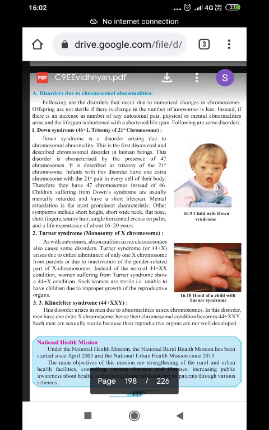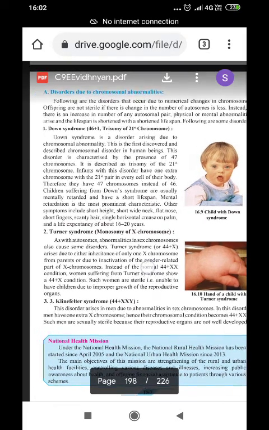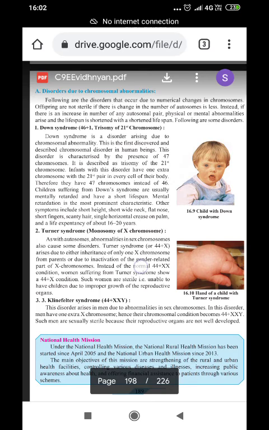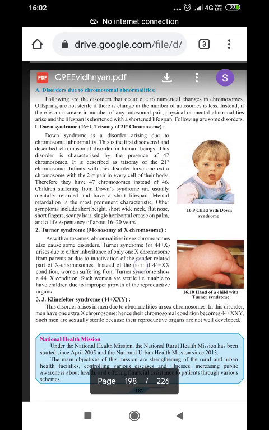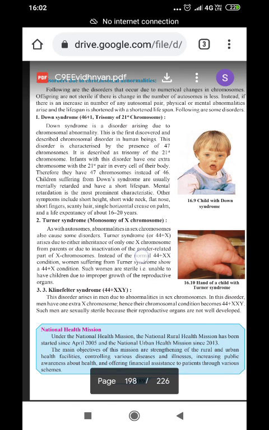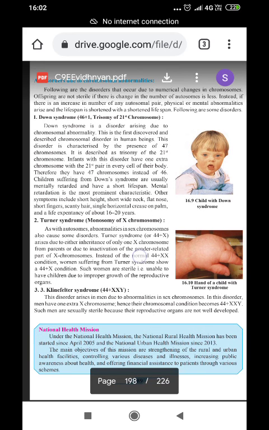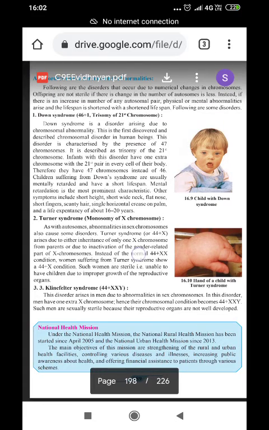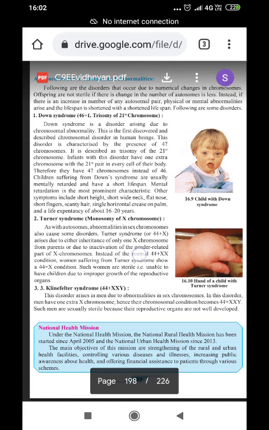We are going to discuss chromosomal disorders in the human being and what diseases are caused due to chromosomal abnormalities. Following are the disorders that occur due to numerical changes in the chromosomes. Usually, we know that we human beings have 46 chromosomes. Offsprings are not sterile if the change in the number of autosomes is less. Means if the number is less, they are not sterile.